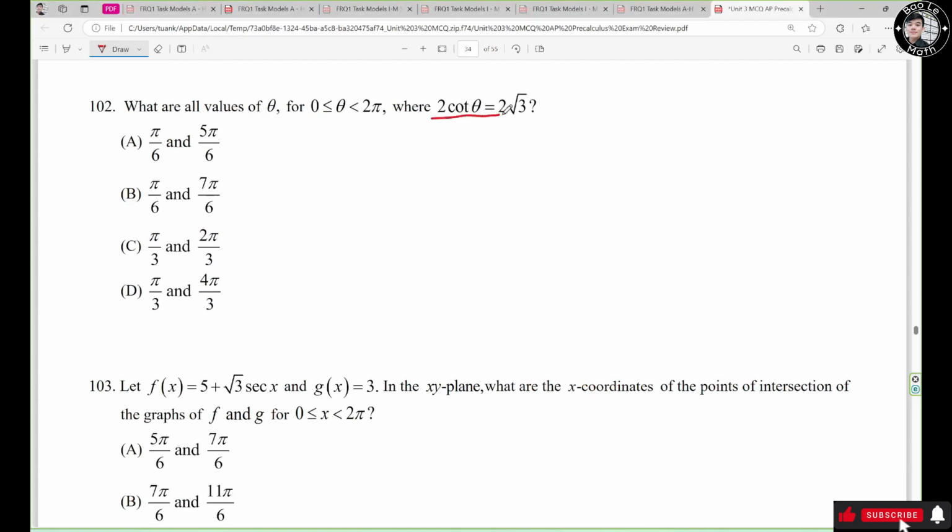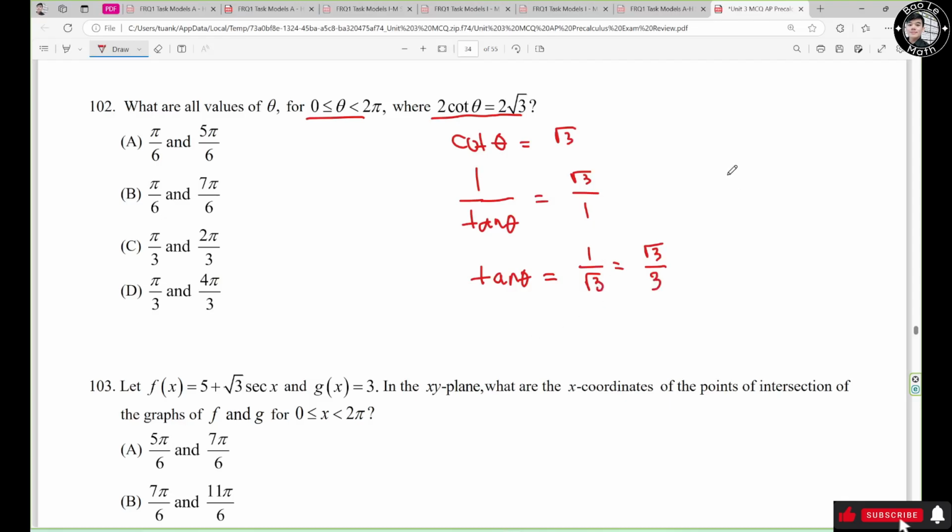We need to solve for this equation within this domain. So I need to divide both sides by 2. So I have cotangent theta equals root 3. Now cotangent means 1 over tangent. So it will be 1 over tangent theta equals root 3, I can write root 3 over 1. Now I need to flip this one, so it will be tangent theta equals 1 over root 3. 1 over root 3 is the same thing as root 3 over 3.